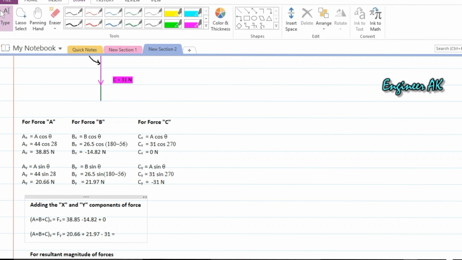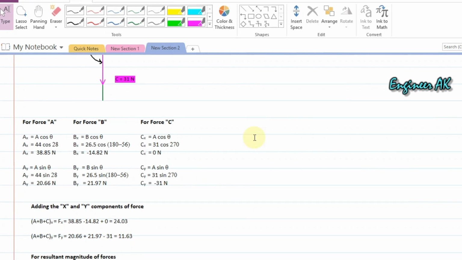Okay, so let's see, equals sign. So here I get 24.03 Newton for the x component F of x. I can denote the sum of all x components of the forces as F of x, and the y component F of y, and the y component I get as 11.63 Newton. Let's verify this through the calculator.